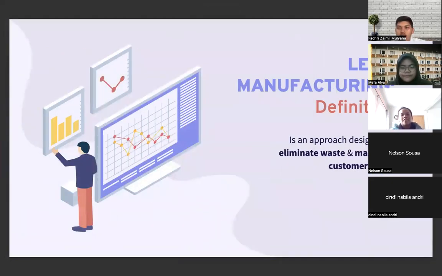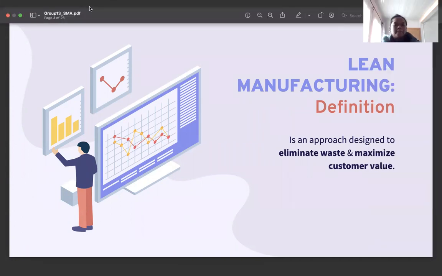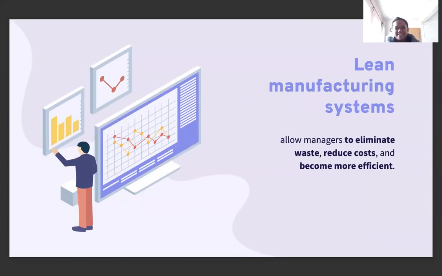Okay, so first of all, I'm going to define what lean manufacturing is. It is an approach that is designed to eliminate waste and maximize customer value. Next slide. And when we talk about lean manufacturing, we also talk about lean manufacturing systems, which allow managers to eliminate waste, reduce costs, and become more efficient.